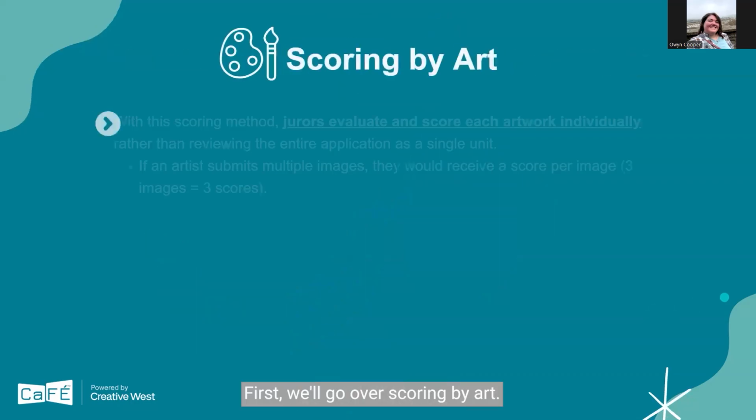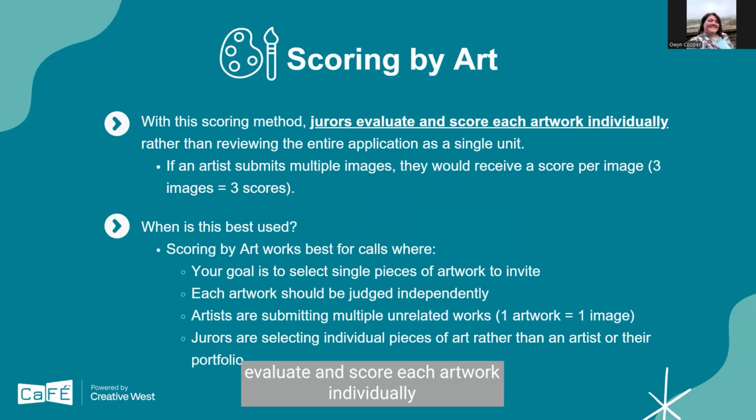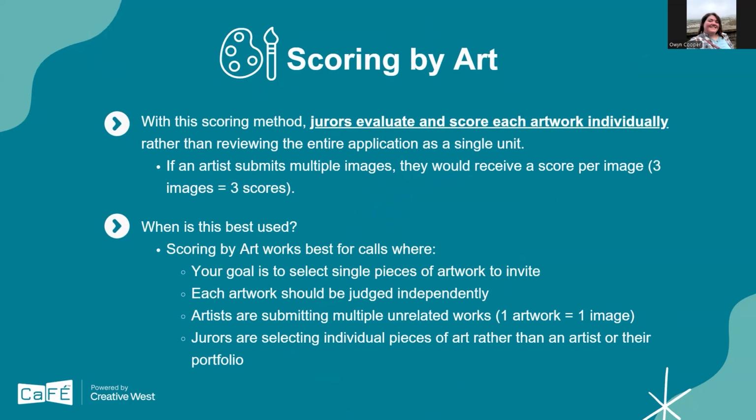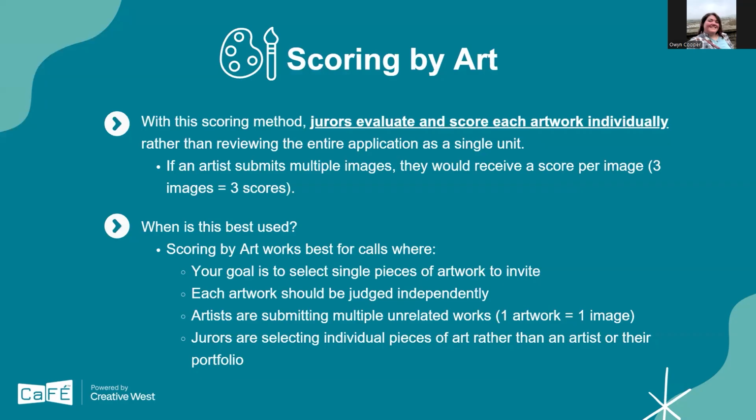First, we'll go over scoring by art. With this scoring method, jurors evaluate and score each artwork individually rather than reviewing the entire application as a single unit. If an artist submits multiple images, they would receive a score per image. For example, 3 images would equal 3 scores from a particular artist. When is this best used?